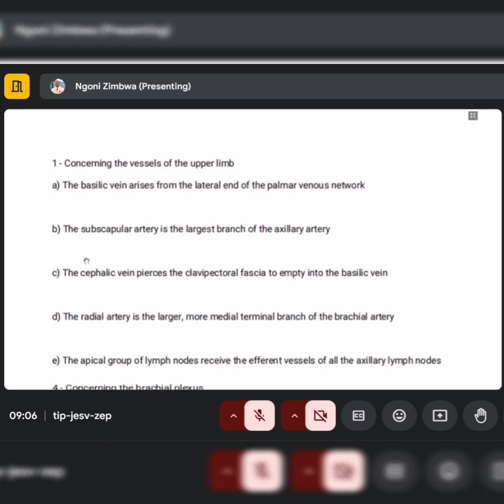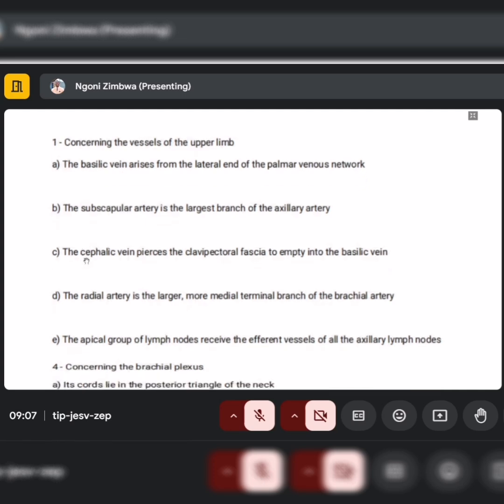So the branches in the third part: you're going to have the subscapular artery, which is the largest branch of the axillary artery. The subscapular artery will descend and further bifurcate, and it gives your thoracodorsal artery, which is your artery to your latissimus dorsi, and your circumflex scapular artery. Remember, we have the triangular space. That circumflex scapular artery will be a content of the triangular space. So the subscapular artery is the largest branch of the axillary artery. True.